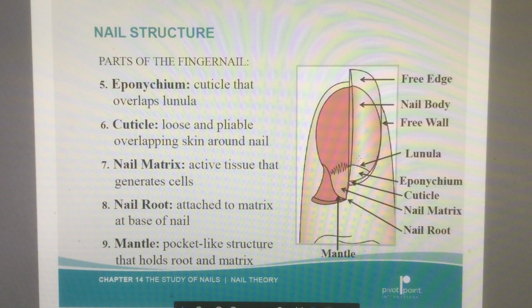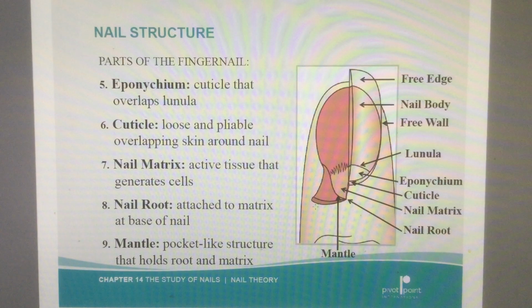And then we have the nail matrix, which is the active tissue that generates the cells. As long as the matrix is in healthy condition, the nail will continue to grow. So the matrix in itself, right in through this area, this is a flap of skin that's coming up so that you could see that it's a part of the interior. And as long as it's in healthy condition, the nail will continue to grow as well. And then the nail root is an actual attachment. It's attached to the matrix at the base of the nail. They go hand in hand with the growth of the nail.